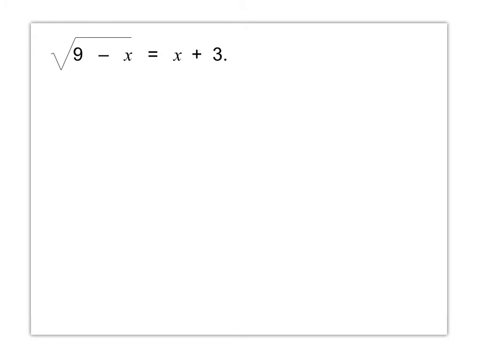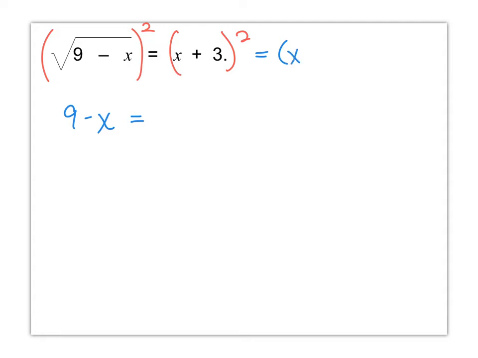All right, let's solve this radical equation. We do have the radical isolated by itself on the left side. So to do the inverse of take the square root, we want to use the power rule. We want to raise both sides to the second power. And the square root and the squared power are inverses, so the left side of the equation becomes 9 minus x. Now the right side of the equation is x plus 3, the whole quantity squared.